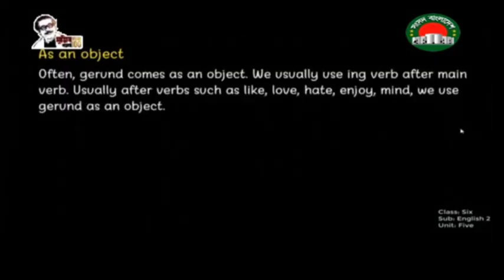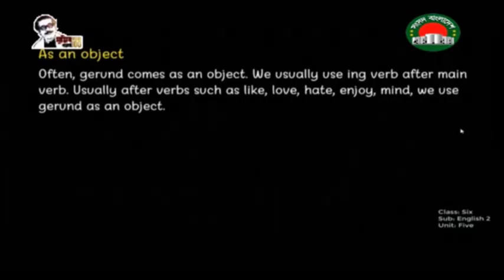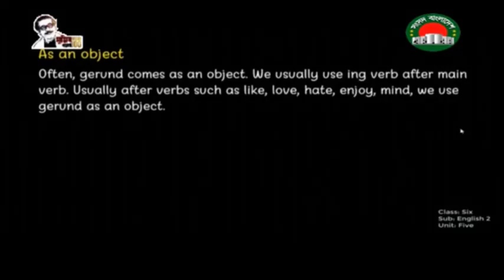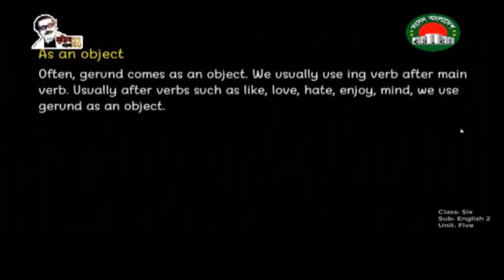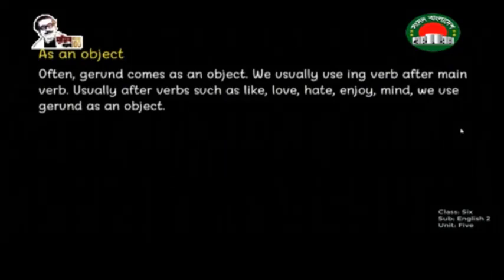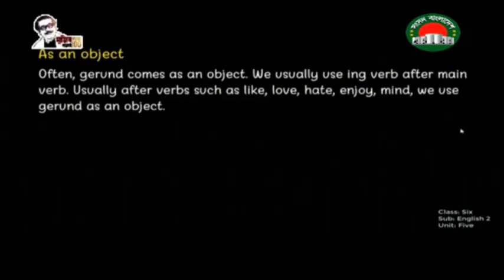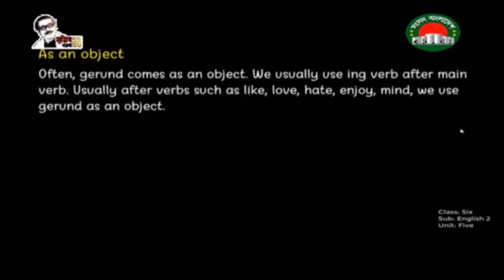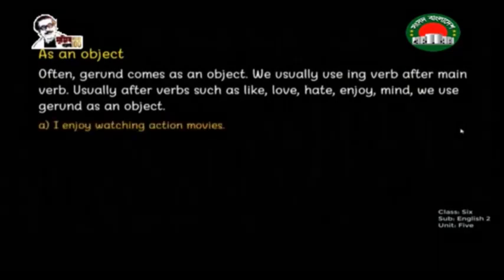Now as an object, often gerund comes as an object. We usually use ing verb after the main verb. Usually after main verbs such as like, love, hate, enjoy, mind, we use gerund as an object. For example, I enjoy watching action movies.